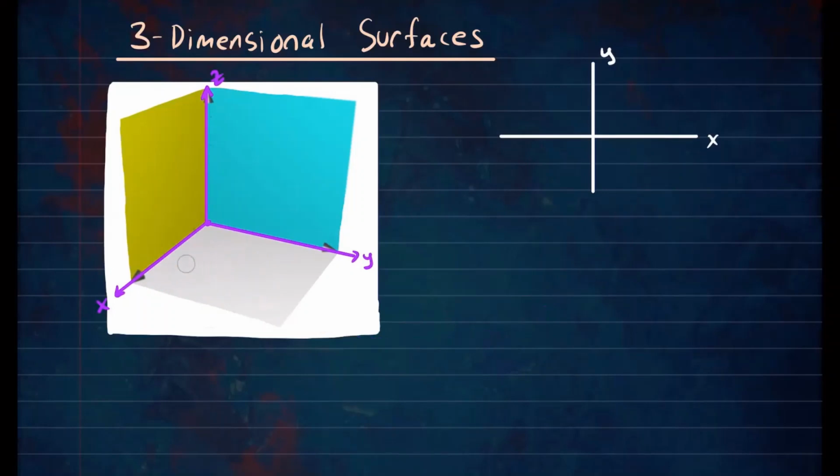Now we want to practice how to draw specific surfaces. For instance, let's say we want to sketch x equals 3. How would that look in three-dimensional space? Well, in two-dimensional space, x equals 3 is just a vertical line passing through the point 3. But in three-dimensional space, it's actually going to be a plane.